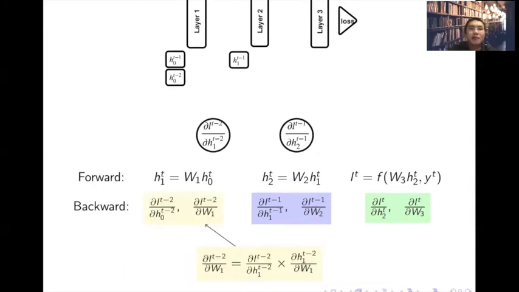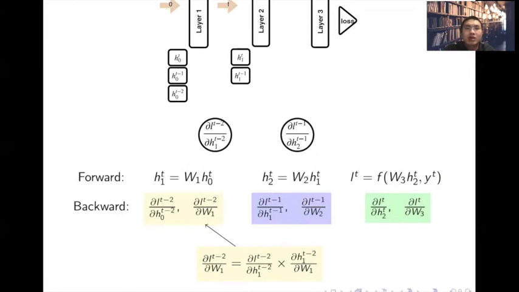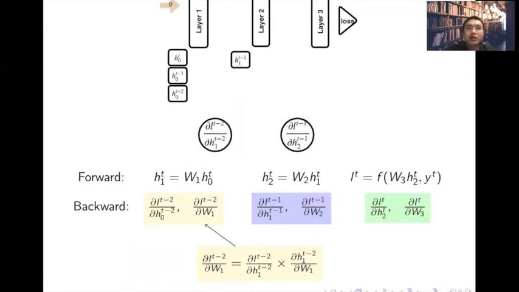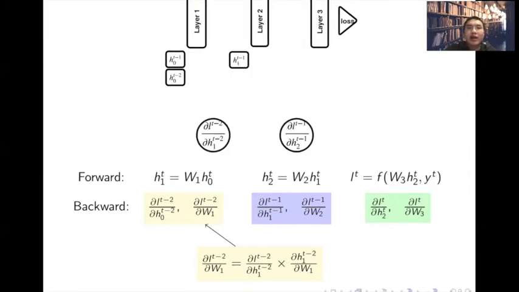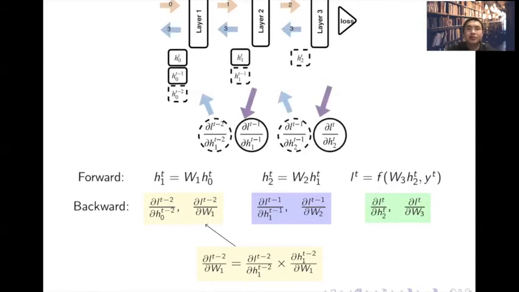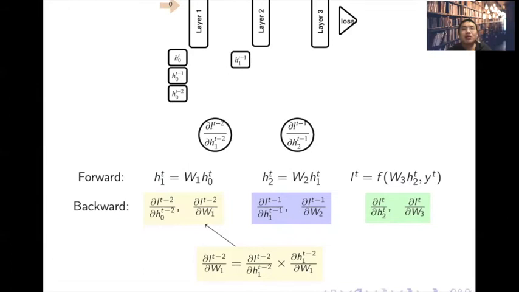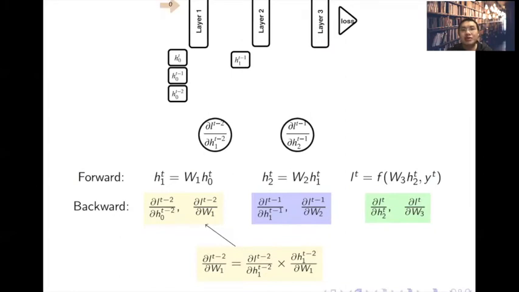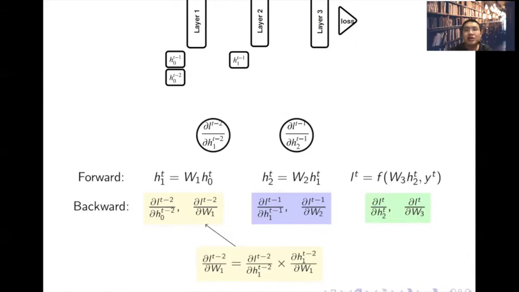Similarly, in layer 1, it just needs to use the results, partial L at t-2 or partial H1 at t-2, from layer 2 in the previous time step, and compute gradients using the samples from time step t-2. In this way, layer 1, layer 2, and layer 3 are computing gradients using samples from different time steps, and they are independent from each other at time step t.